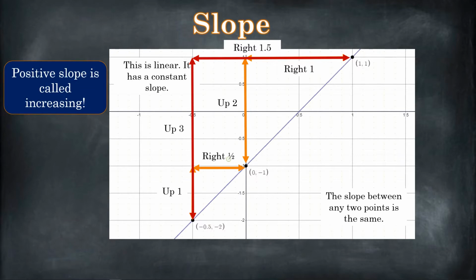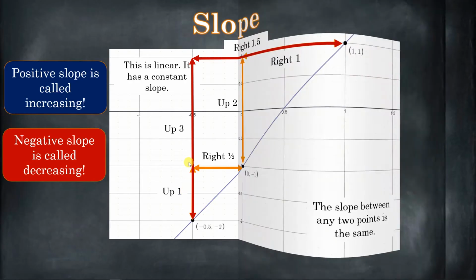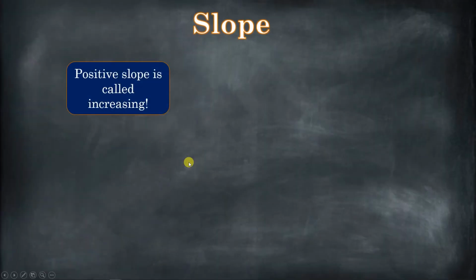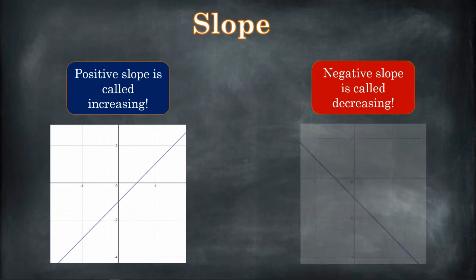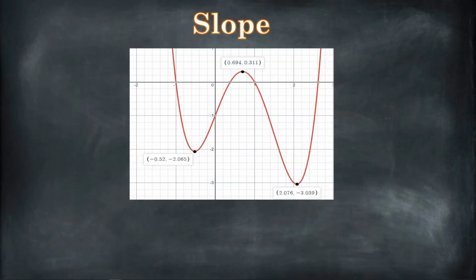Positive slope is increasing, negative slope is decreasing. So from left to right, if it's going up, that's called increasing. From left to right, if it's going down, that's called decreasing. So you guys are familiar with all of that right there. So this is a picture of an increasing slope, a positive slope. This is a picture of a decreasing slope, a negative slope. So let's tie those concepts into a polynomial function.